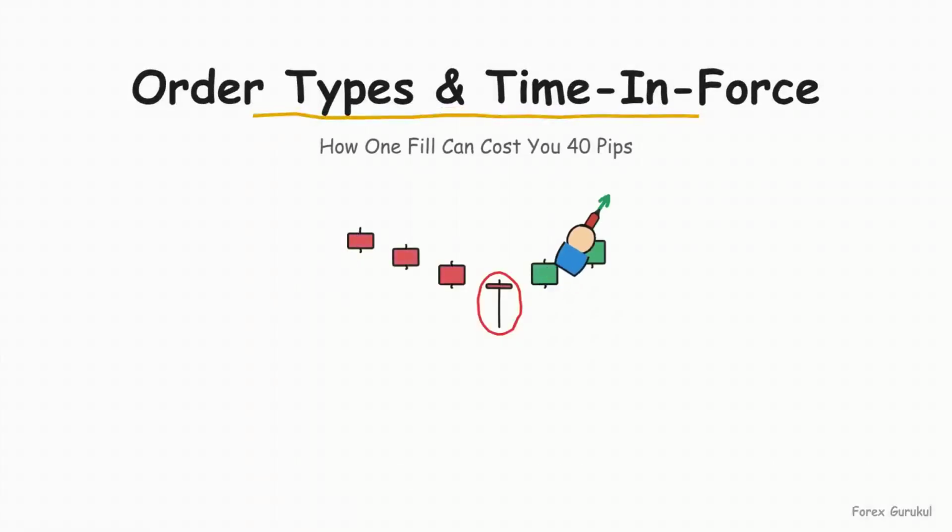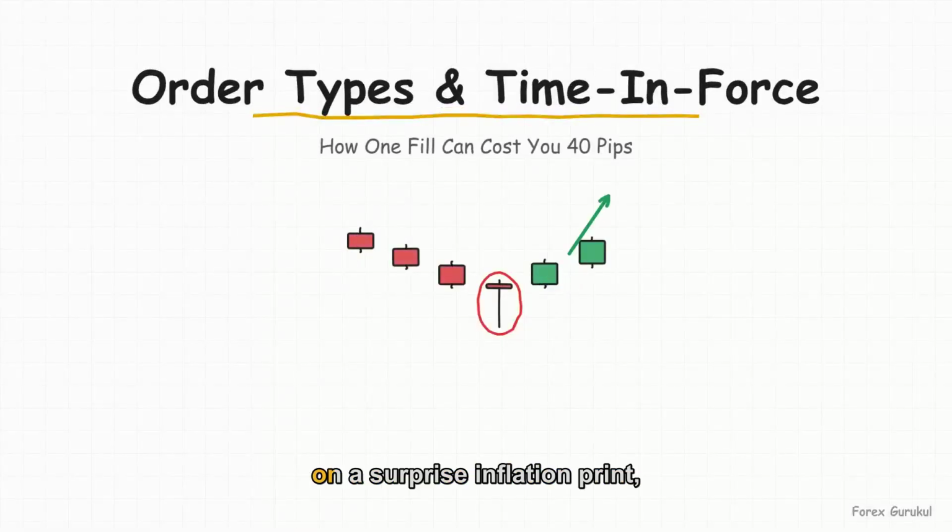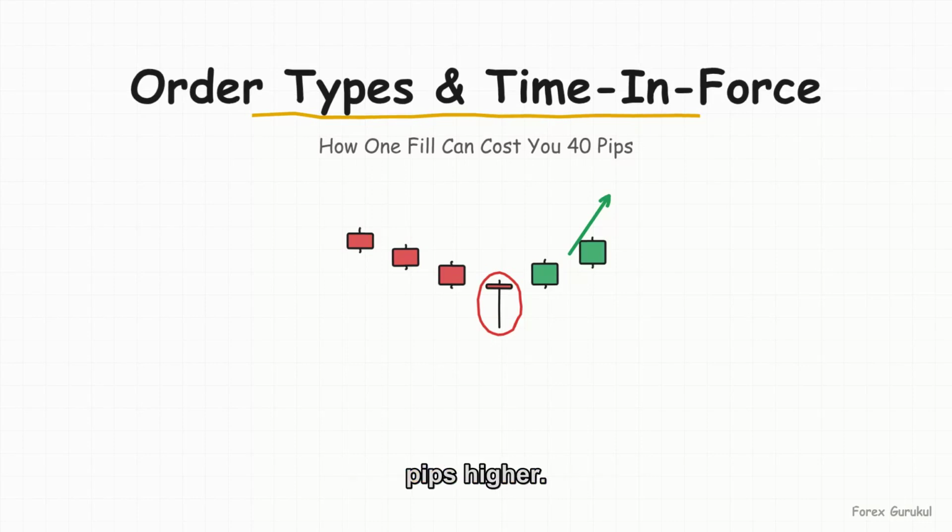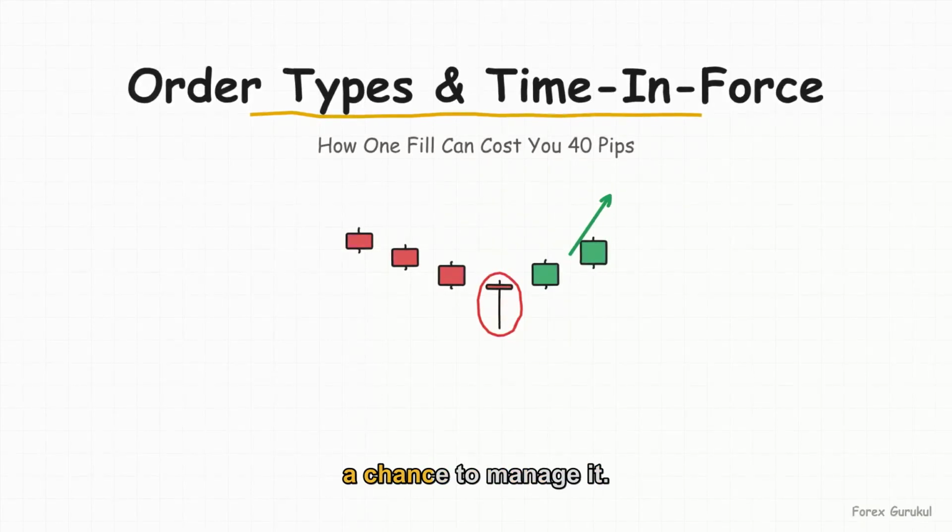It's 2 in the morning. Marcus watches the Eurodollar spike on a surprise inflation print, hits buy, and expects to get filled right where he clicked. His platform fills him 40 pips higher. In seconds, before he's even placed a stop, he's already underwater on a trade he hasn't had a chance to manage yet. That's not bad luck.